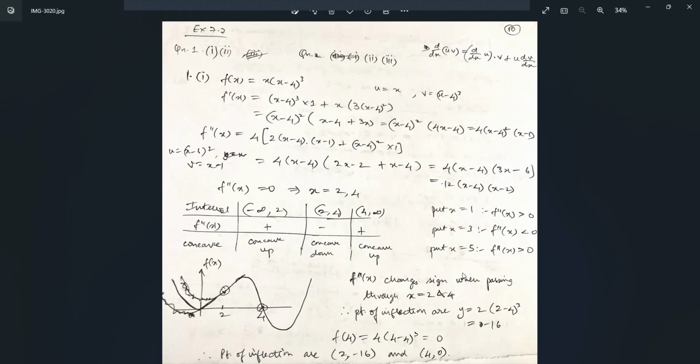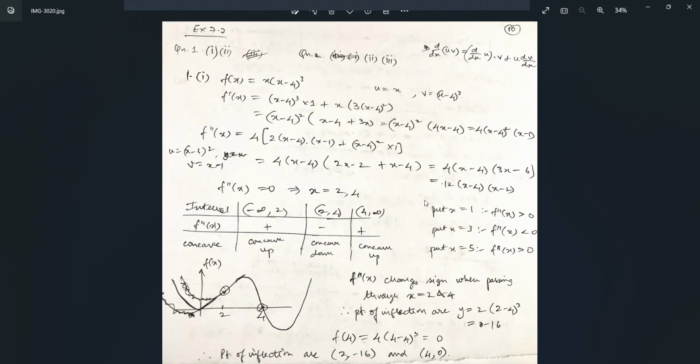Now first find the points of inflection. That is, the points of inflection occur where f double dash of x is equal to 0. From this expression, this is a quadratic, so it is 0 when x equal to 4 and when x equal to 2. And with this we divide the real axis into 3 intervals: between minus infinity to 2 is one portion, between 2 to 4 is another portion, and from 4 to infinity is the other portion.